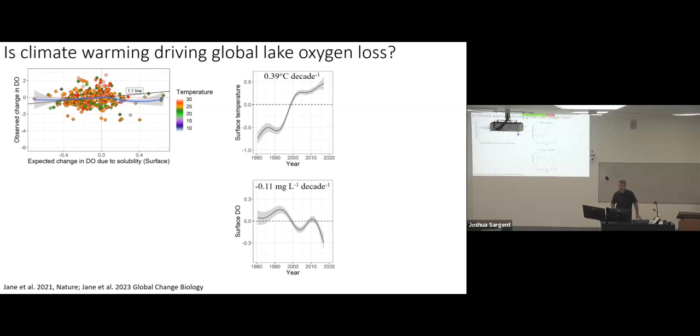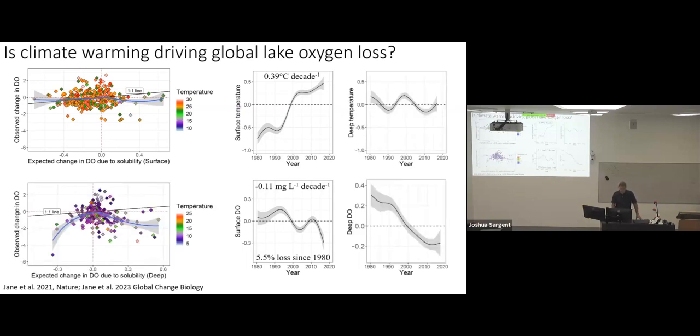And there are other dynamics that I can get into that explain things on a case-by-case basis. What I'm looking for here was just generally overarching patterns. So surface waters in general, like I said, that blue low S smoother is fairly close to one line, saying the population level change is well explained by changes in solubility. But that represents about a 5.5% loss since 1980. So, 5.5% loss in dissolved oxygen concentrations.